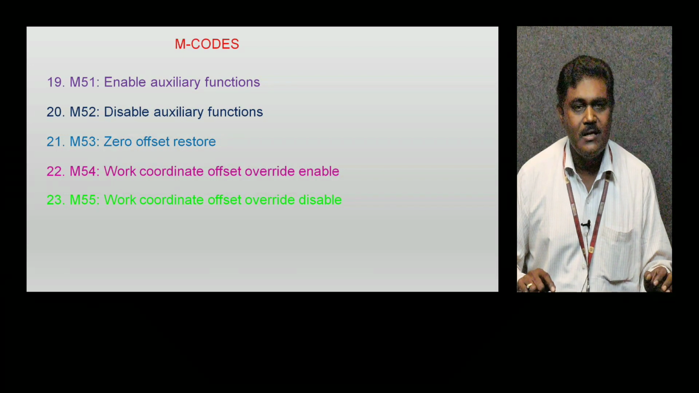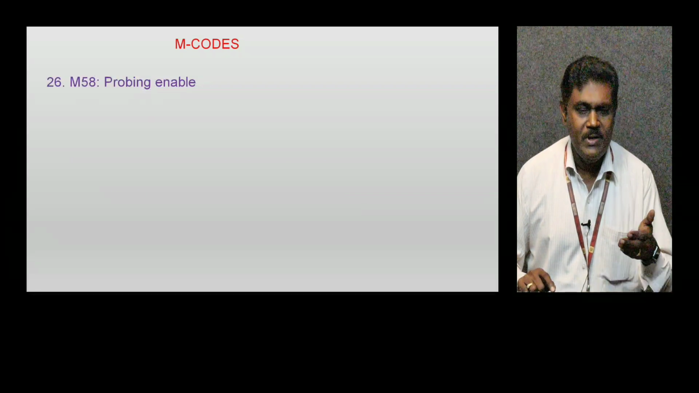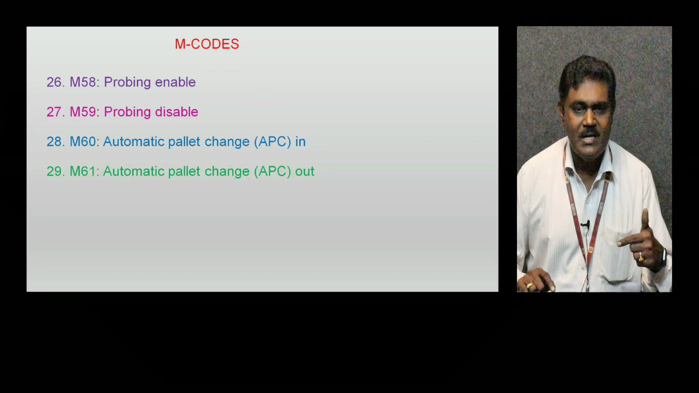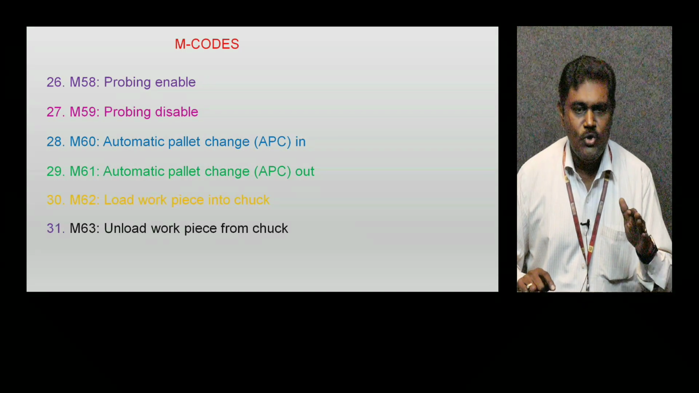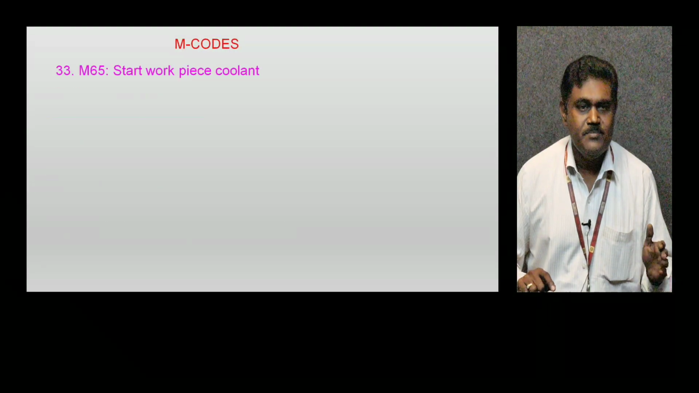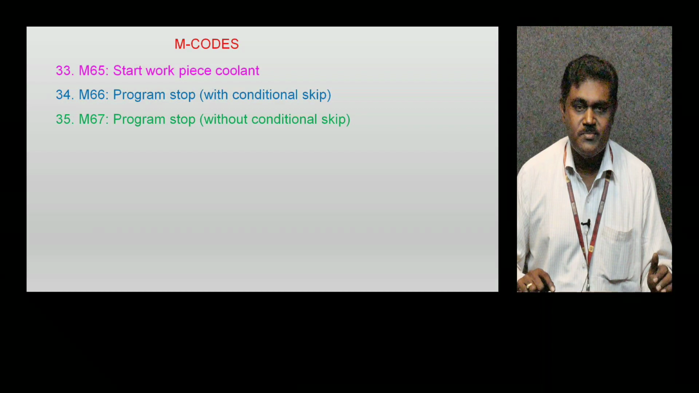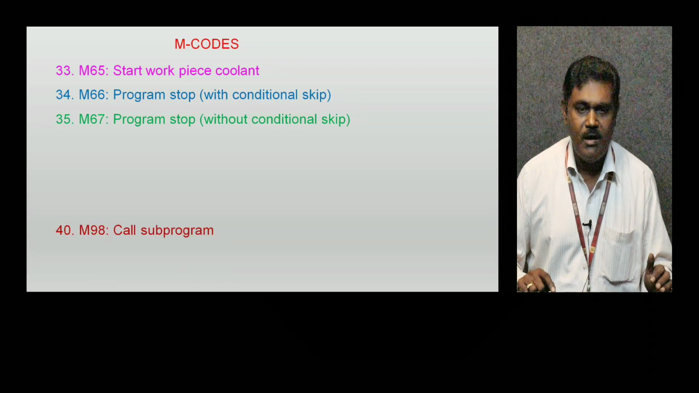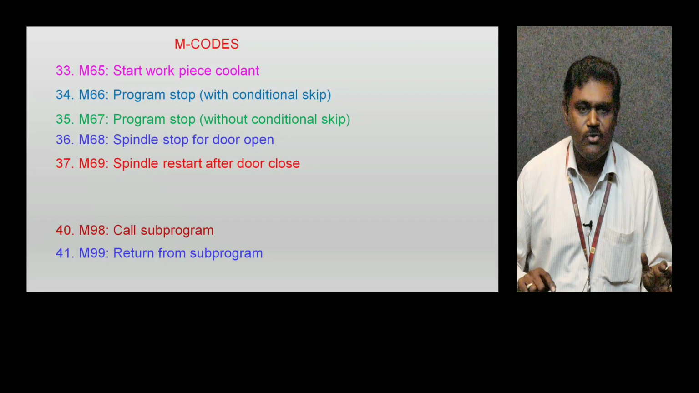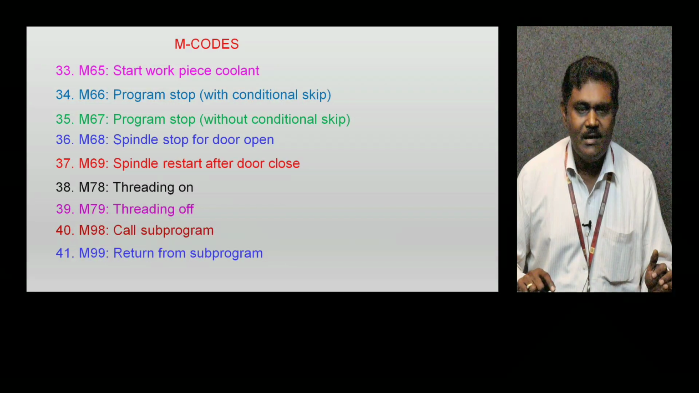M56 scaling enable, M57 scaling disable, M58 probing enable, M59 probing disable, M60 automatic pallet change in, M61 automatic pallet change out, M62 load workpiece into chuck, M63 unload workpiece from chuck, M64 stop workpiece coolant, M65 start workpiece coolant, M66 program stop with conditional skip, M67 program stop without conditional skip, M98 call subprogram, M99 return from subprogram, M69 spindle restart after door close, M68 spindle stop for door open, M78 threading on and M79 threading off.